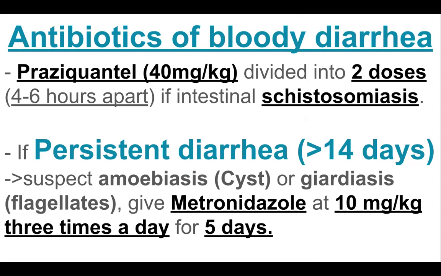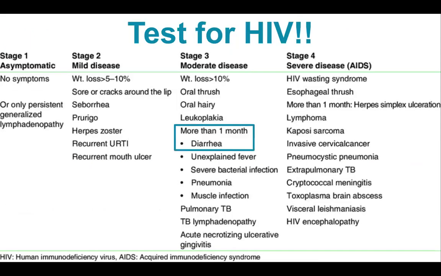And if the diarrhea persists for more than 14 days, we need to suspect different types of etiology like amoebiasis, so in the stool you will find cysts, or Giardia lamblia, so in the stool you will find flagellates. So in these 2 cases, you can give metronidazole for 5 days for the treatment. And remember to test for HIV, because diarrhea for more than 1 month is considered WHO stage 3 AIDS, acquired immunodeficiency syndrome.